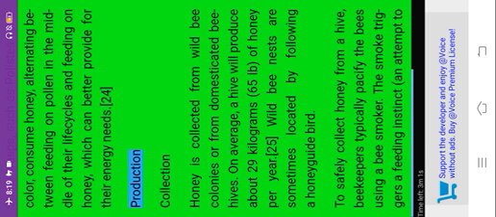Production. Collection. Honey is collected from wild bee colonies or from domesticated beehives. On average, a hive will produce about 29 kilograms, 65 pounds, of honey per year. Wild bee nests are sometimes located by following a honey guide bird.